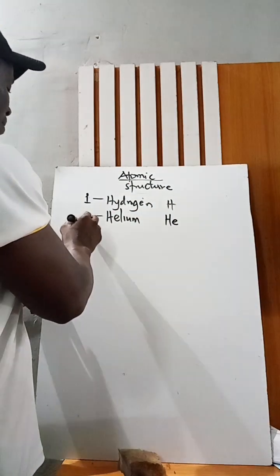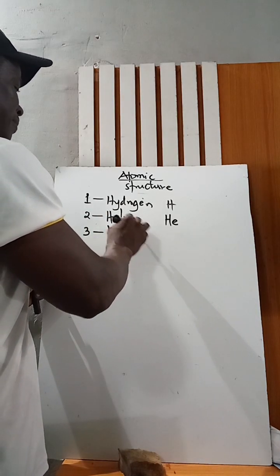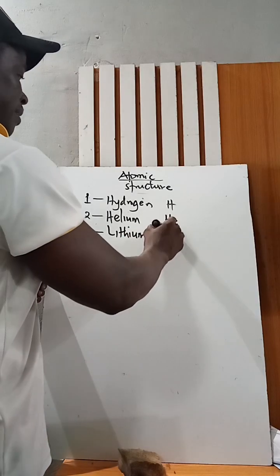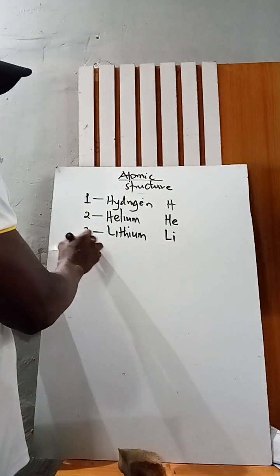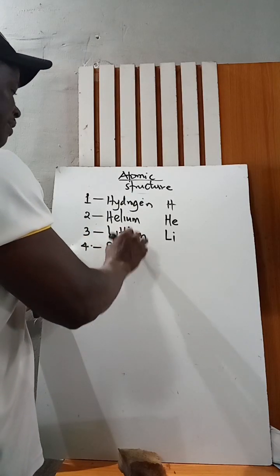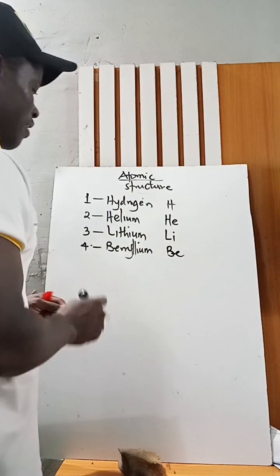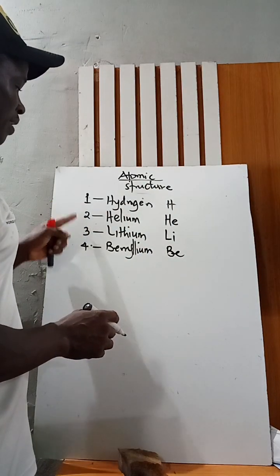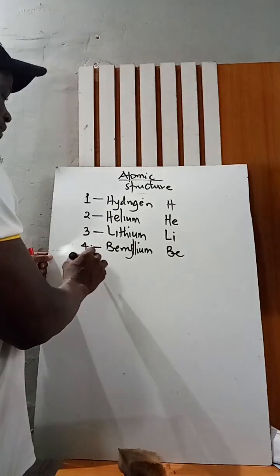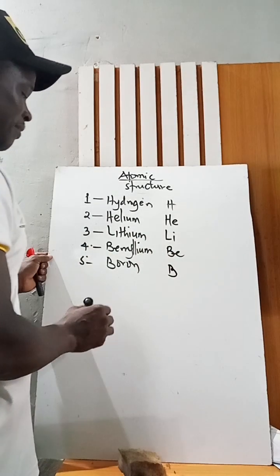Then what is element number 3? Element number 3 is lithium, and the symbol is Li. What's element number 4? Element number 4 is beryllium, and the symbol is Be. So I have hydrogen, helium, lithium, beryllium. Number 5 is boron. Boron is B.